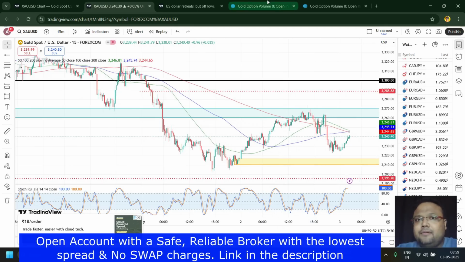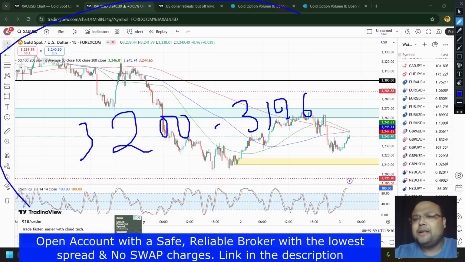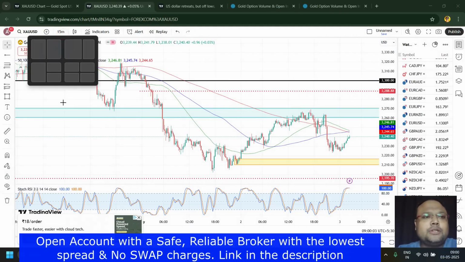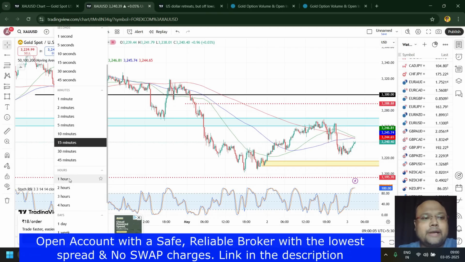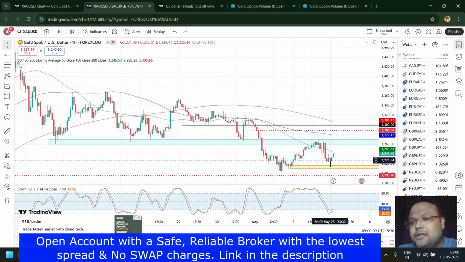Okay, and the support of 3200, 3196. Remember this level? Okay, 3200 round number, and on the overall chart around 3196 we have a support. Okay, that level is also very much valid. Okay, the red dotted line. So these are the two buying opportunities on the chart of gold where we can look for a support.